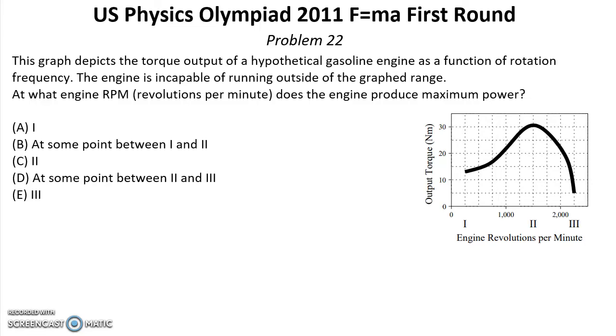Solution. From rotational dynamics we know that power equals torque multiplied by angular velocity, and this is the formula. Now let's look at this graph.